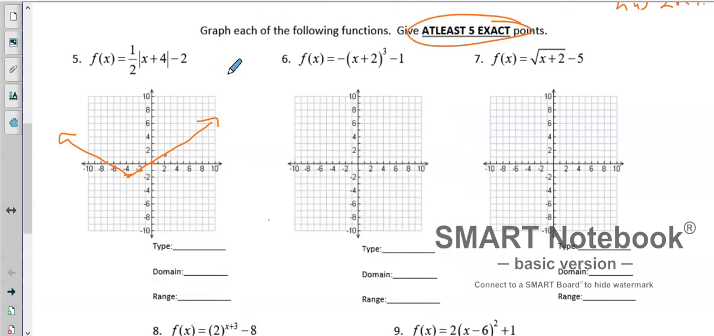All right. So type is absolute value. The domain, remember, domain is left to right. So it's going from -infinity to +infinity forever. The range is how low and how high. So you can see here that it bottoms out right here at -2. It hits -2, so we use a bracket, and it's going up forever to +infinity.